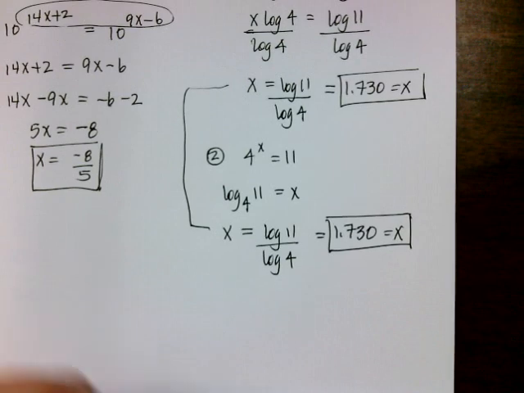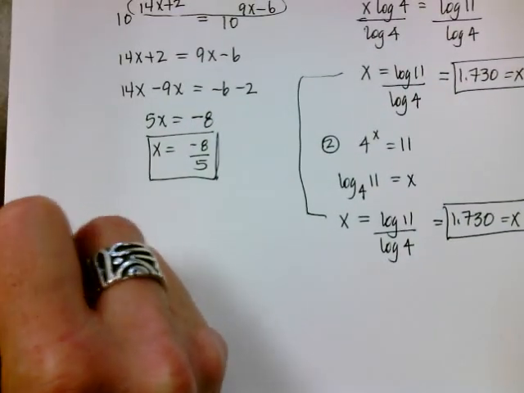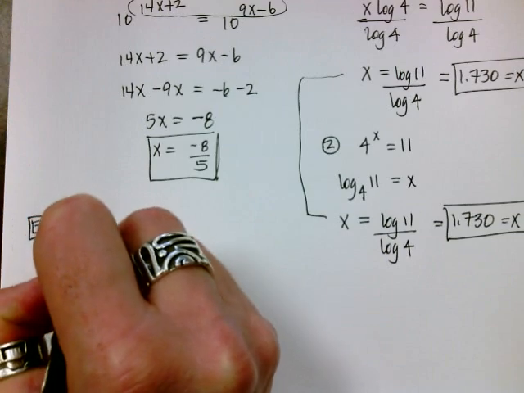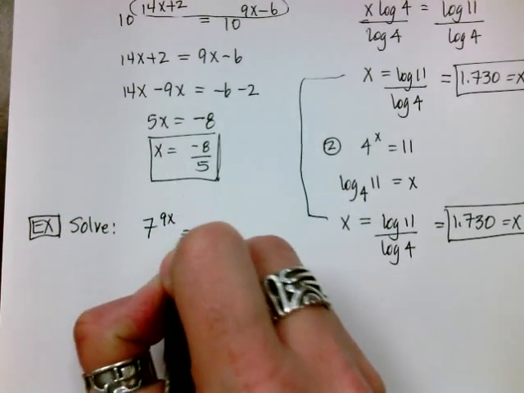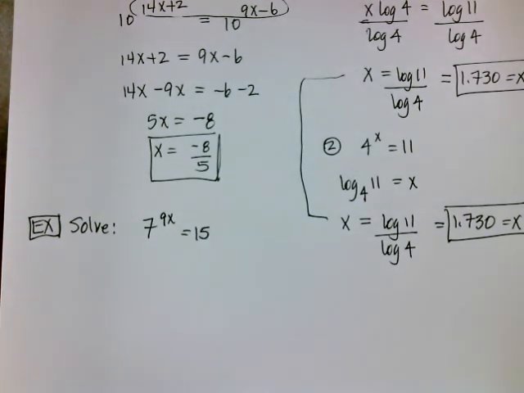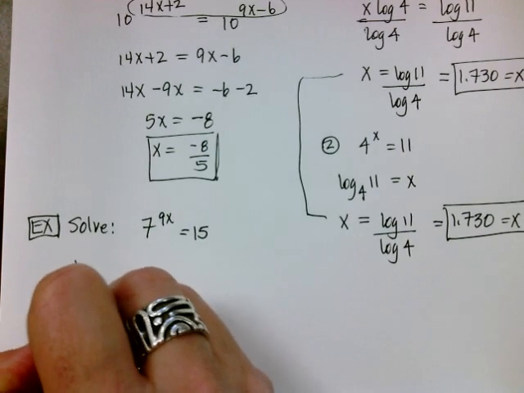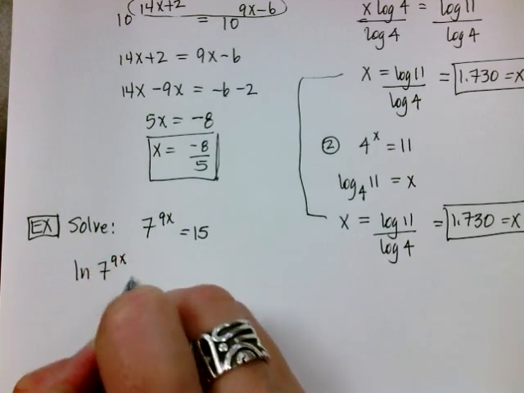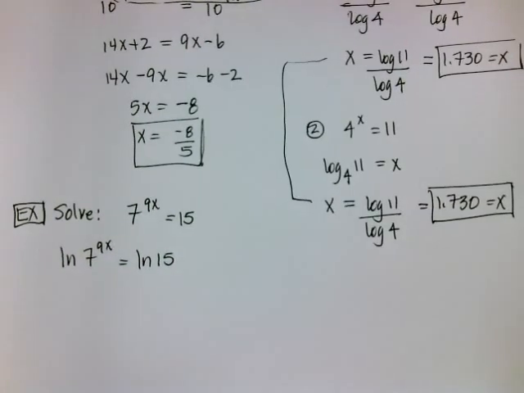All right. Our next example, I'll scoot back over a little bit. Again, it's going to say solve. And if I have 7 to the 9x is equal to 15, this time I'm going to take the natural log of both sides. So I'm going to do the natural log of 7 raised to the 9x is equal to the natural log of 15. Remember, it does not matter which log you use as long as you use the same log on both sides.